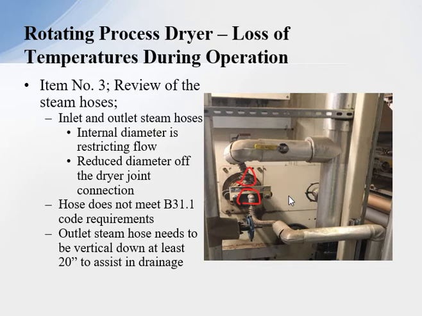The other thing that happens is that the dryer hoses do not meet B31.1 code requirements, therefore they're not in code compliance. One other item here is the hose should come down a little bit further, more vertical, to assist in the siphoning action of removing the condensate from the rotating dryer.